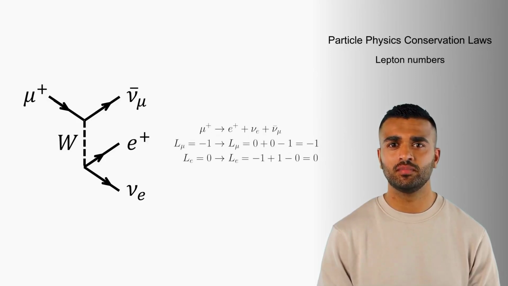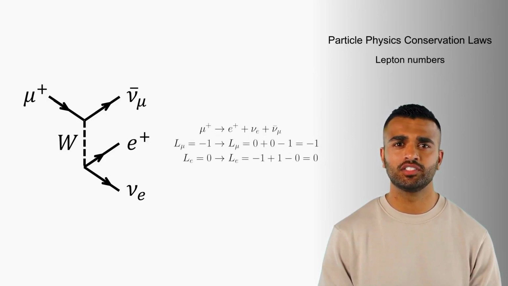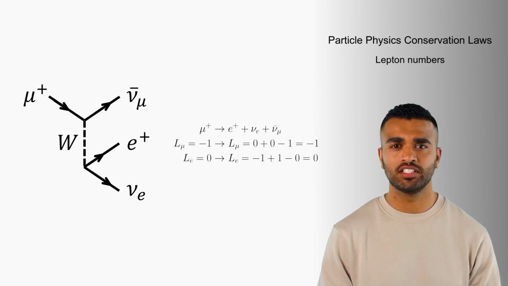Second, the electron lepton number Le. Initially, there is no electron flavor. After the decay, the positron contributes Le equal -1, and the electron neutrino contributes Le equal +1, while the muon antineutrino contributes Le equals 0. The sum is 0, so the electron flavor number is conserved too. Flavor conservation works generation by generation here.